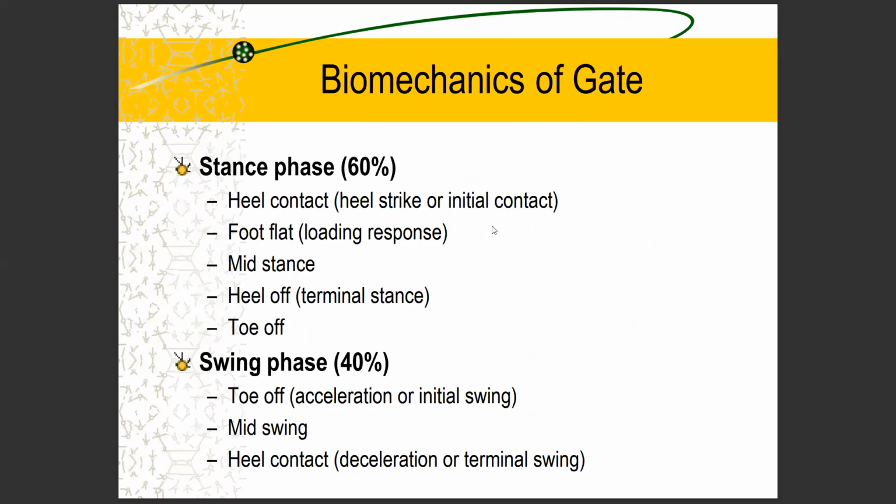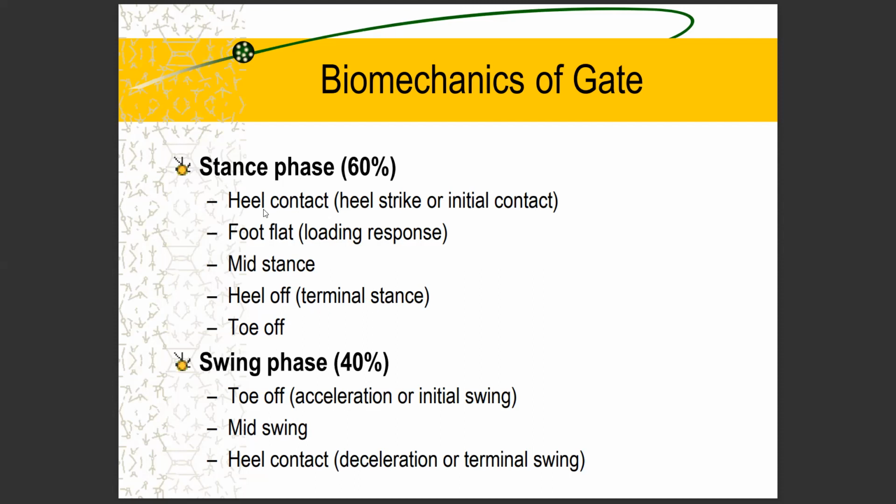If we talk about the biomechanics of gait, here we will not discuss it in detail as we will discuss it in the next semester, inshallah. The human gait is made up of two phases: the stance phase and the swing phase. The stance phase is 60%, while the swing phase is 40%.